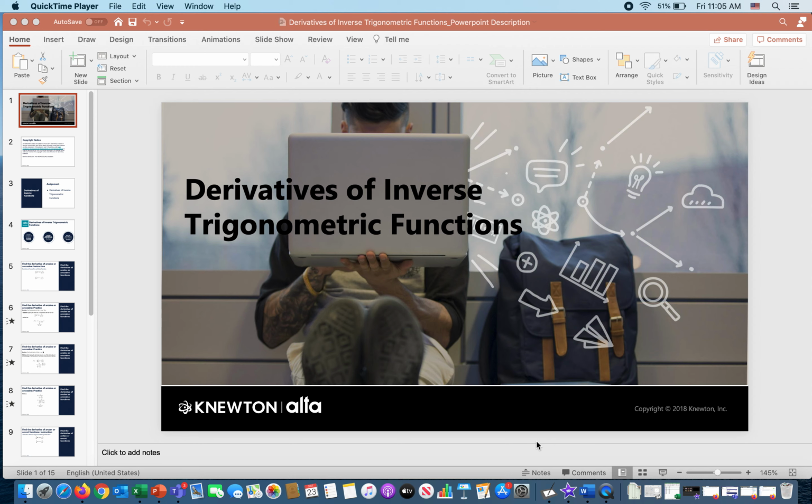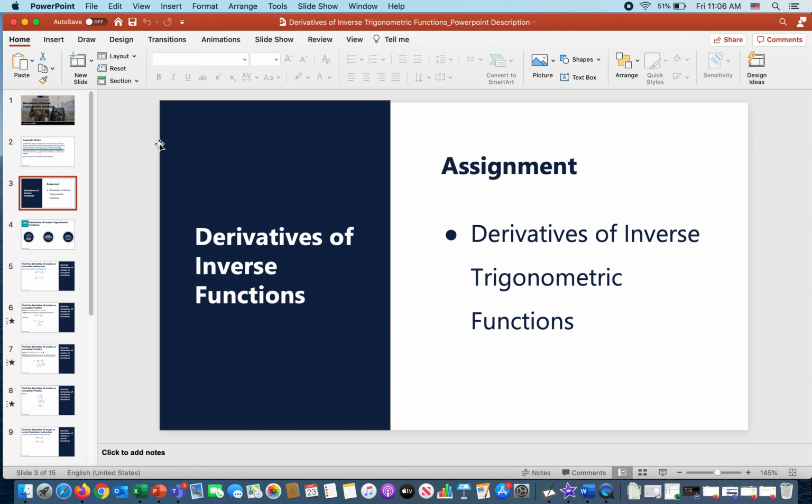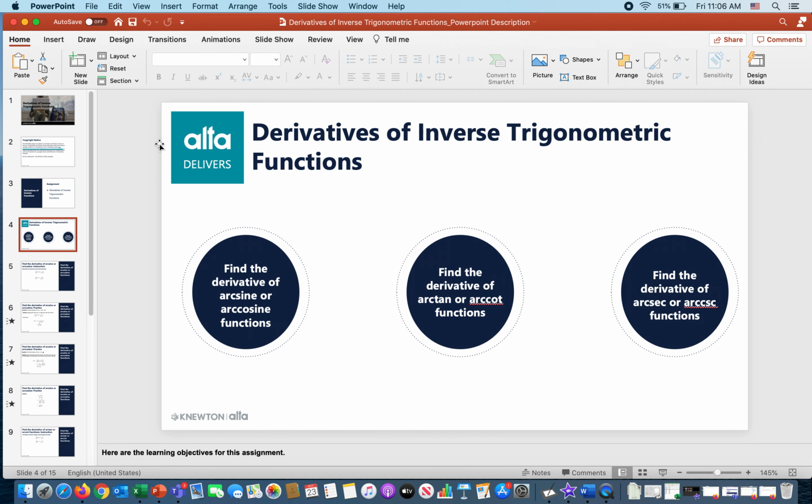So a lot of our derivatives are highly dependent on the tables that we use and applying the chain rule, and it's no different with the derivatives of inverse trig functions. So these are extremely important, especially when you get into calculus 2 and calculus 3. You'll see these quite a bit. So let's just run through how to use the tables to do this, and make sure you have an understanding before you dig into Newton here.